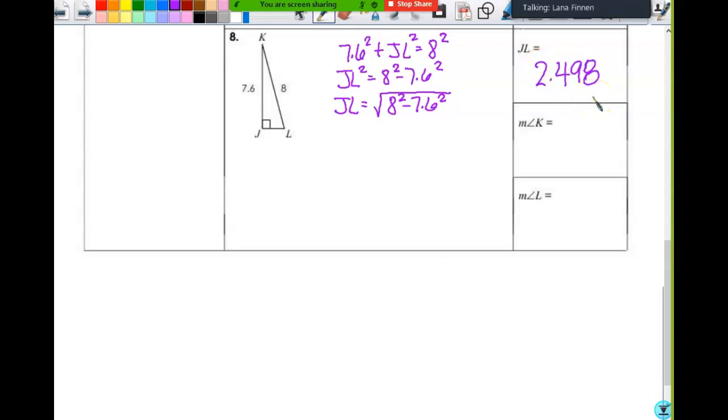So I could use that side length to help me find the angles, but again, why in the world would I do that? So let's see, we'll find angle K. So we'll go with angle K. This is the opposite, this is the hypotenuse, this is the adjacent. So I'm going to use adjacent and hypotenuse. So the cosine of angle K is equal to 7.6 over 8.